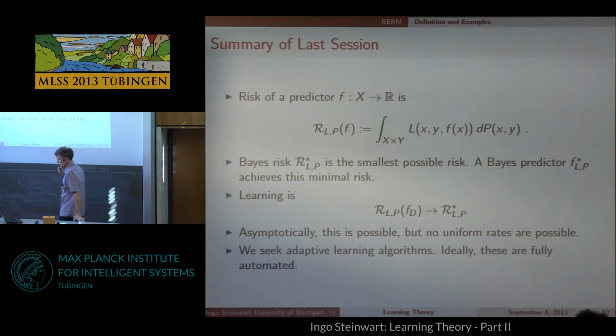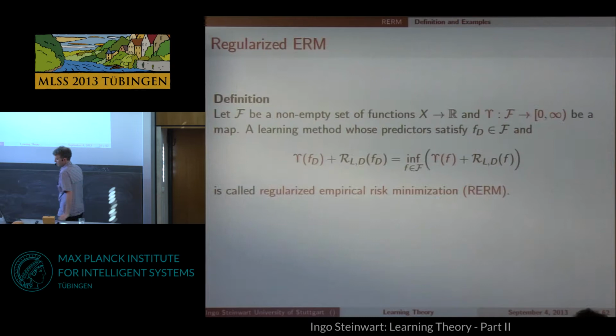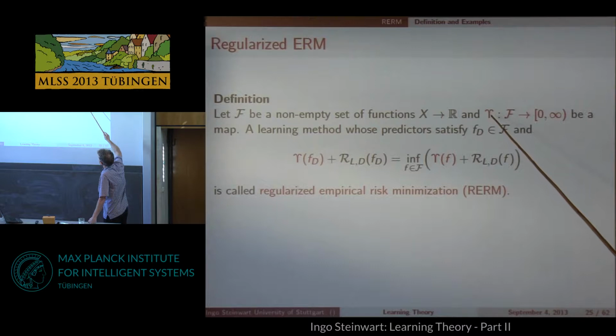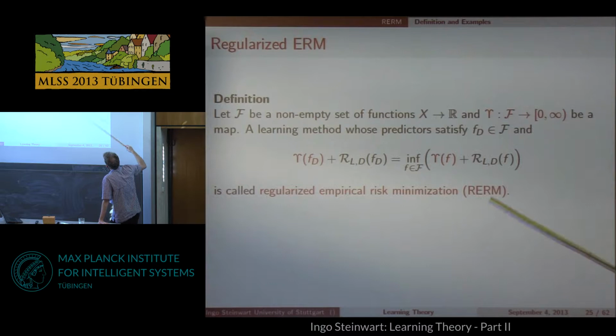And then we introduced empirical risk minimizers. And what we now do is to generalize the notion of empirical risk minimizers in the following way. So again, we have a set of functions F mapping from X to R. And now we additionally assume that we have a second map, Upsilon, which maps from F to the non-negative real numbers, and we call this map a regularizer.